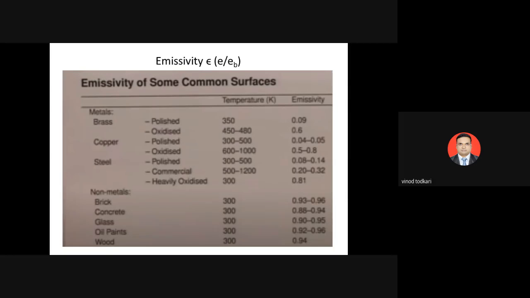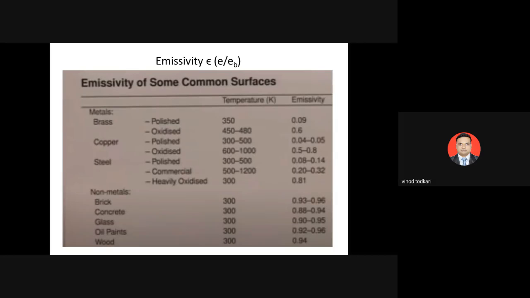So what you can remember for objective exam, for polished metals, the value of emissivity approaches to 0.1. I repeat, for polished metals, the value of emissivity is near to 0.1. For oxidized metals, the value of emissivity is near to 0.5. For non-metals, the value of emissivity is in the range of 0.8 to 0.95.